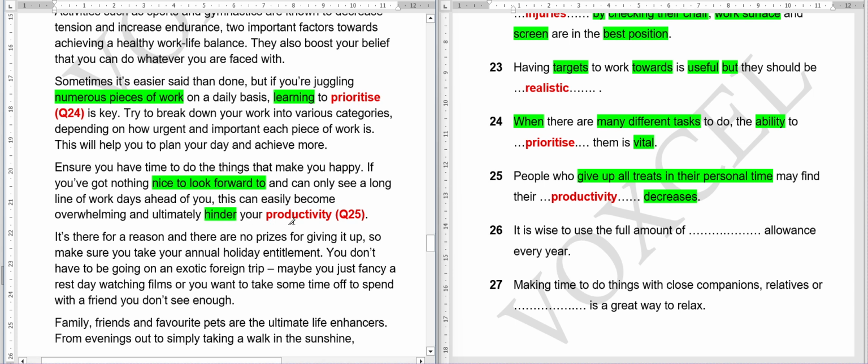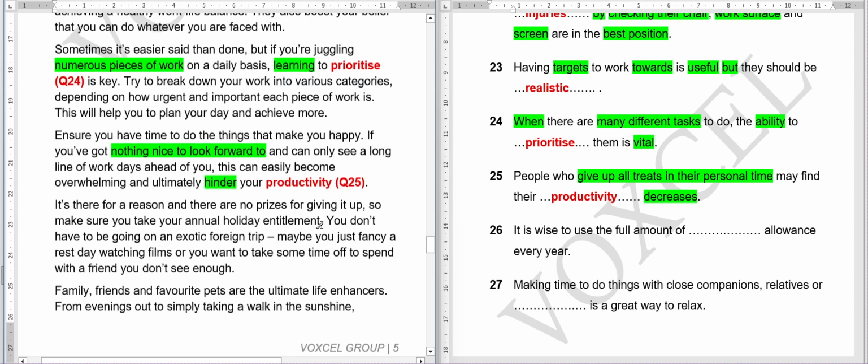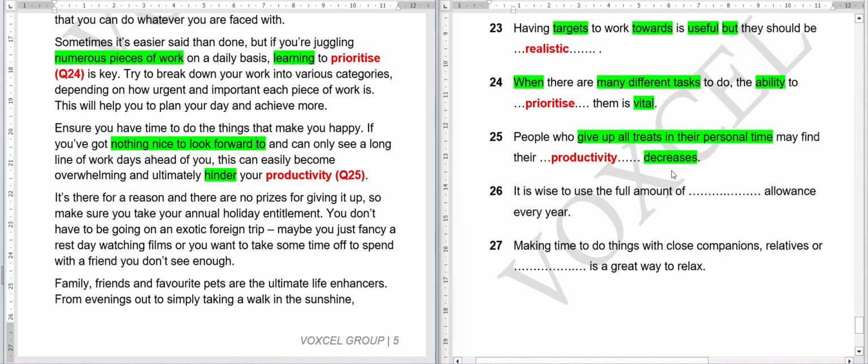So what's decreasing? Productivity. So give up all treats, if you have nothing nice to look forward to, and you can only see work, so there are no treats in your personal time, it can become overwhelming. And it can reduce your productivity. I hope it is clear. Moving to the next question, number 26.